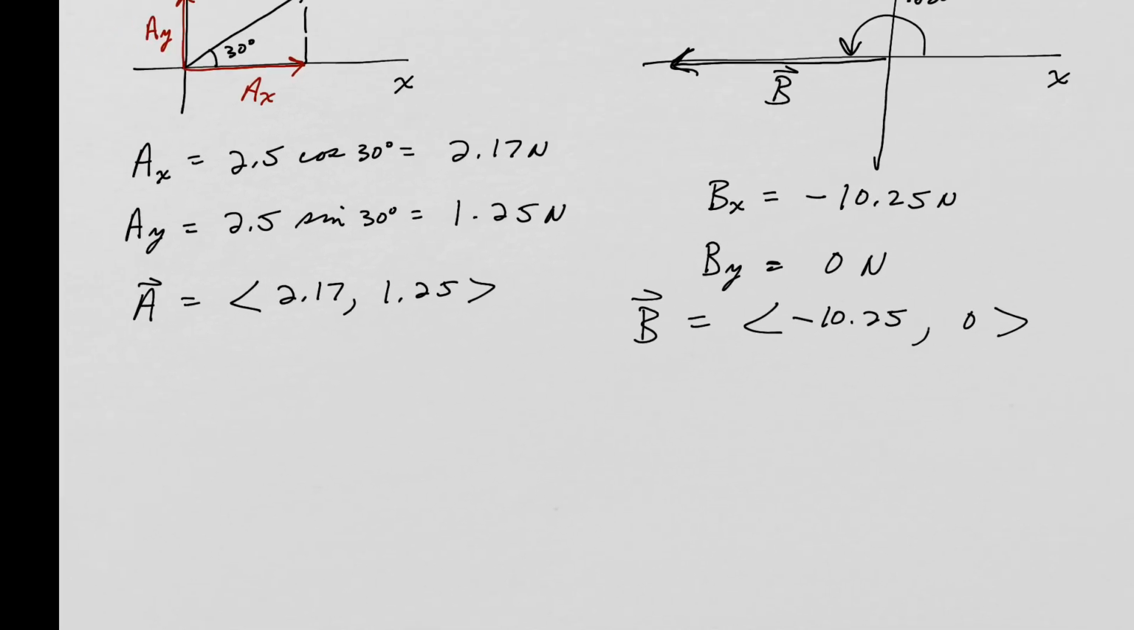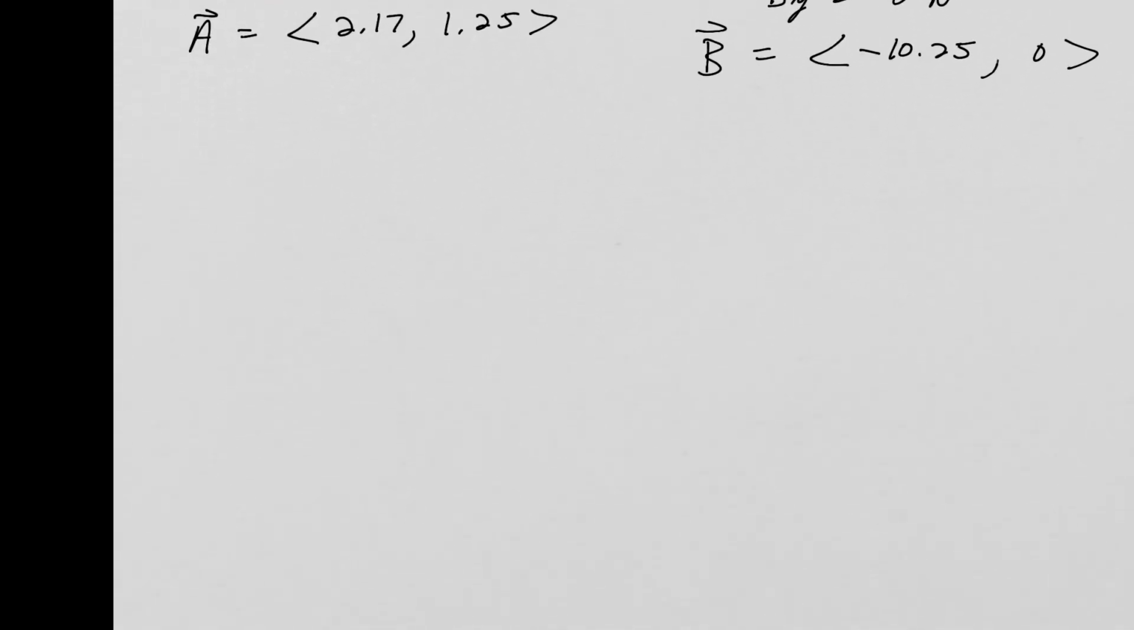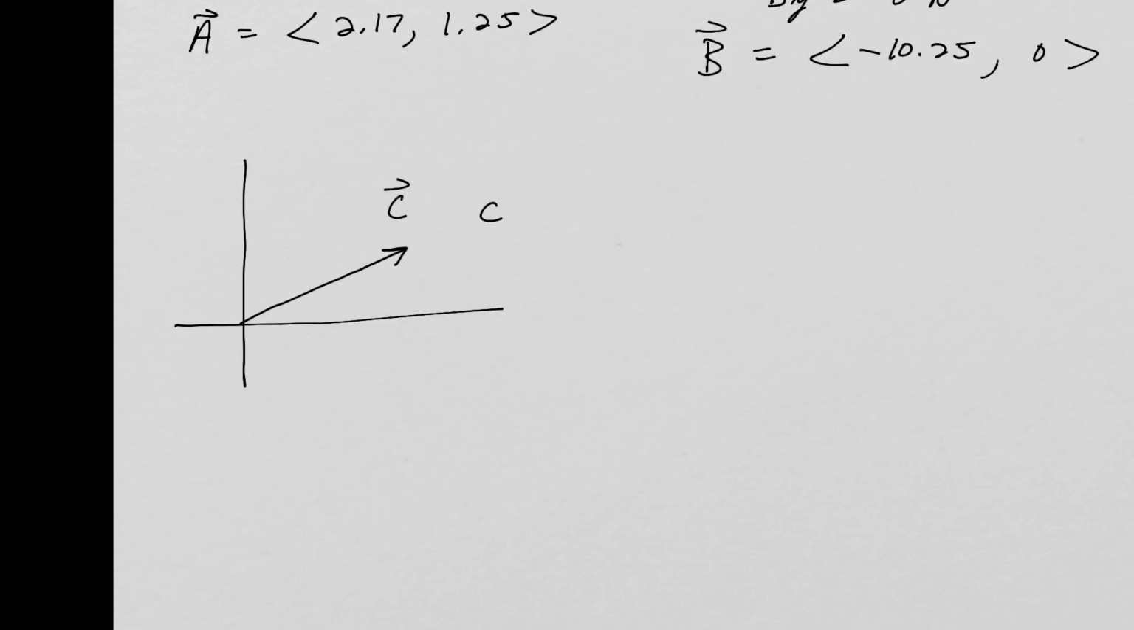Okay, and then C is kind of like A, right? It's in the first quadrant. We know that the magnitude was 3.4 newtons.